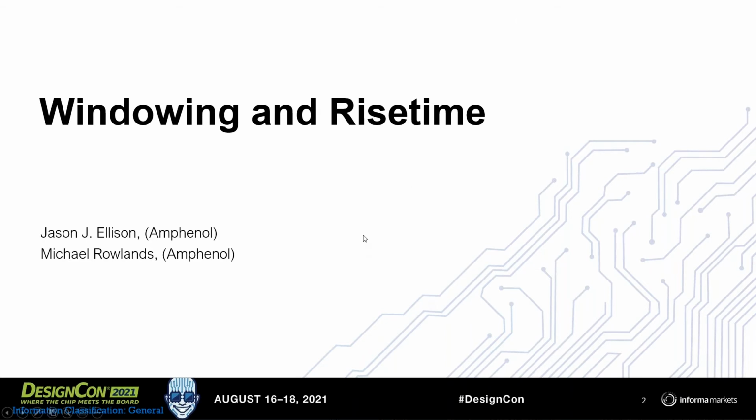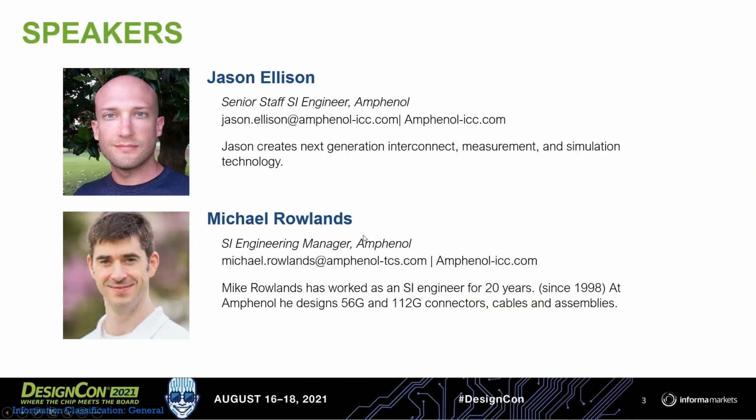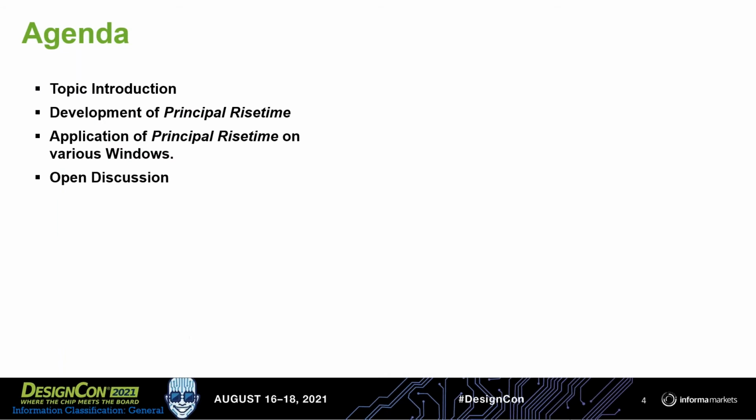I am your presenter, Jason Ellison, and I wrote this presentation and the paper that went along with it at DesignCon with Michael Rowlands. I design interconnects for next generation products, such as 112G and 224 products, and Michael does the same thing for the I/O products up in Nashua, New Hampshire. You can use the contact information on the screen to contact us after this presentation with any questions you may have related to this.